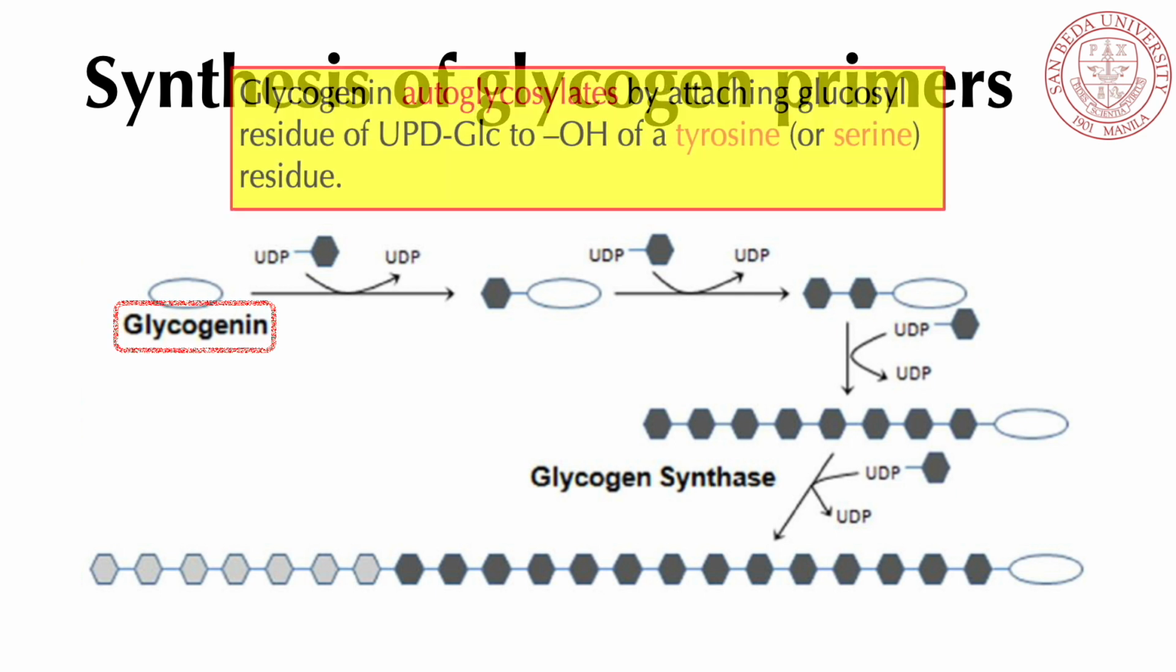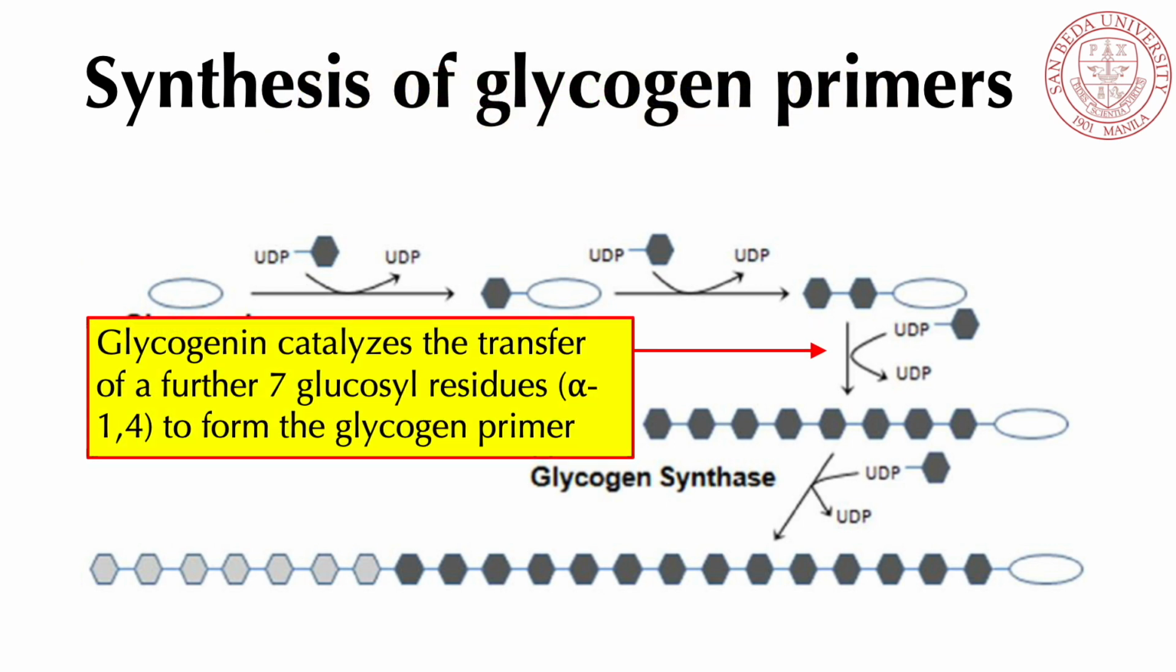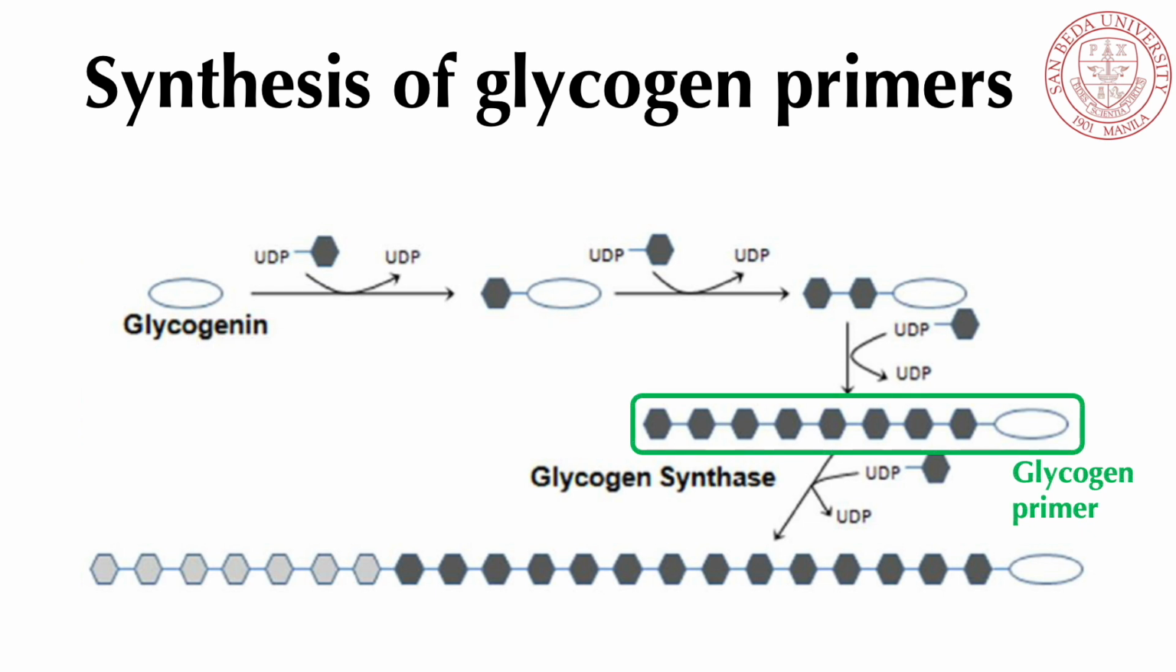It has the capability of autoglycosylation, wherein it attaches the glucosyl residue coming from UDP glucose to the hydroxyl group of a tyrosine, or sometimes a serine residue on its own structure. Now, glycogenin then catalyzes the transfer of a further 7 glucosyl residues, each linked to each other via alpha 1,4 glycosidic bonds to form the glycogen primer.